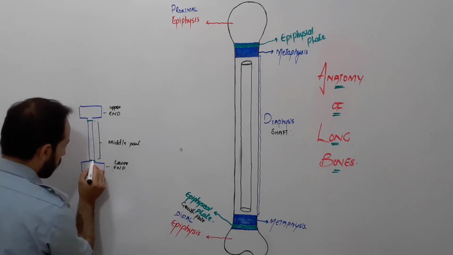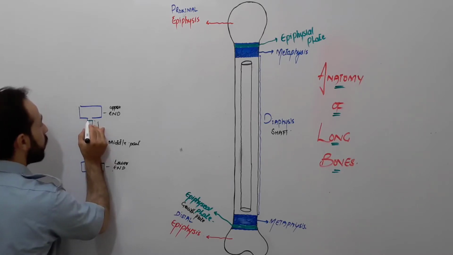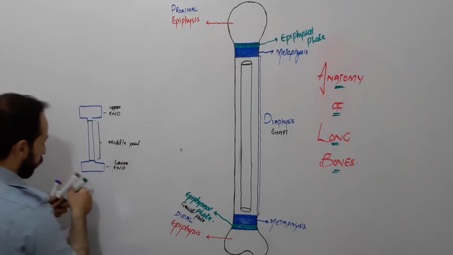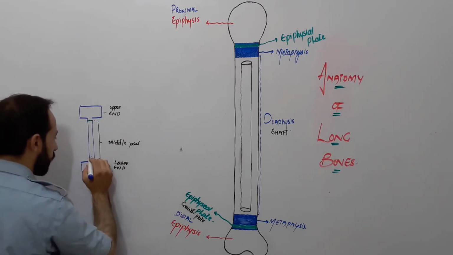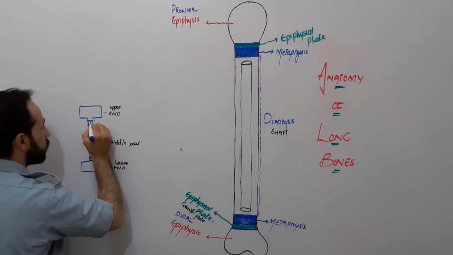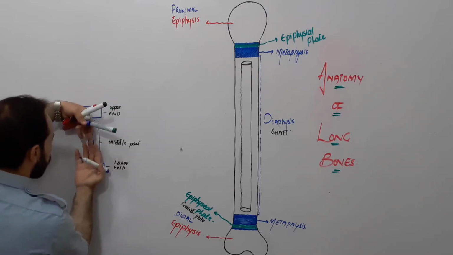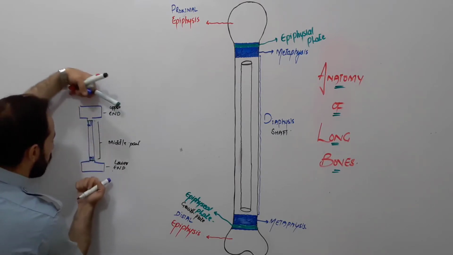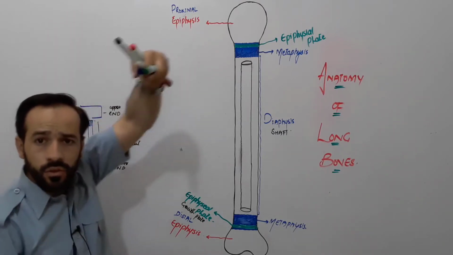This epiphyseal plate contains those cells which are always in the state of production of the bone. So your bone will grow in this manner. Look, from this side to that side and from that side to this side. So your bone mass is added into the shaft and your bone starts growing.